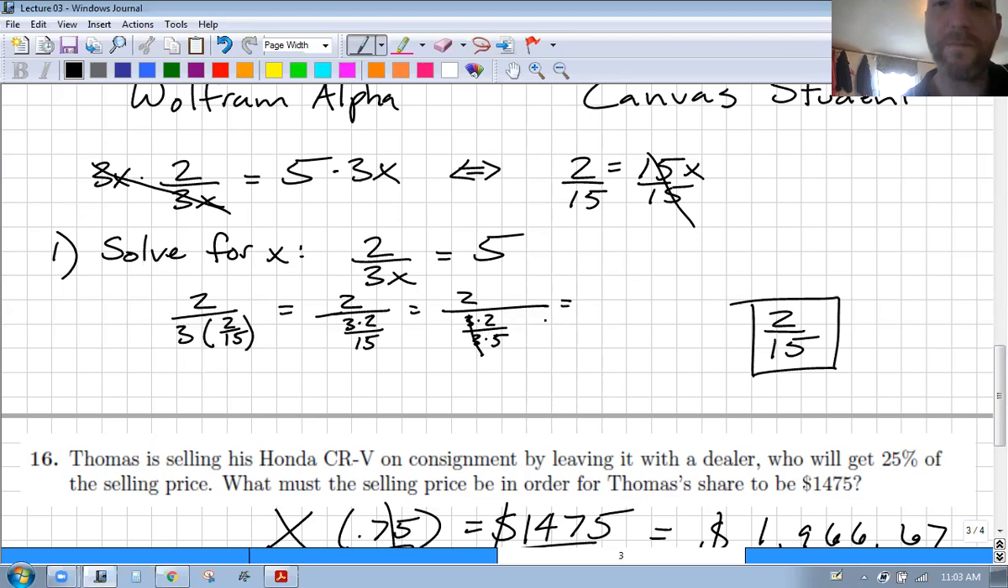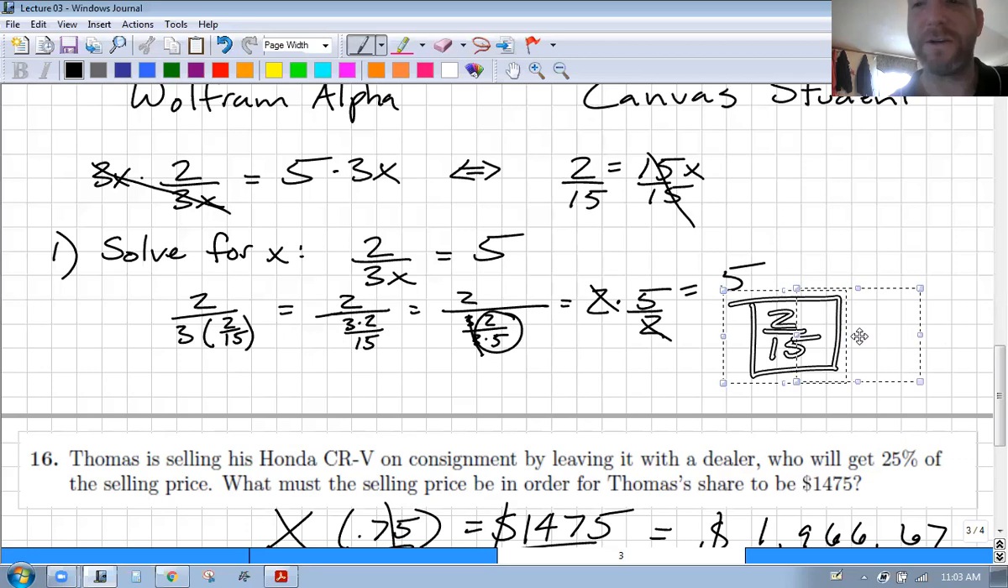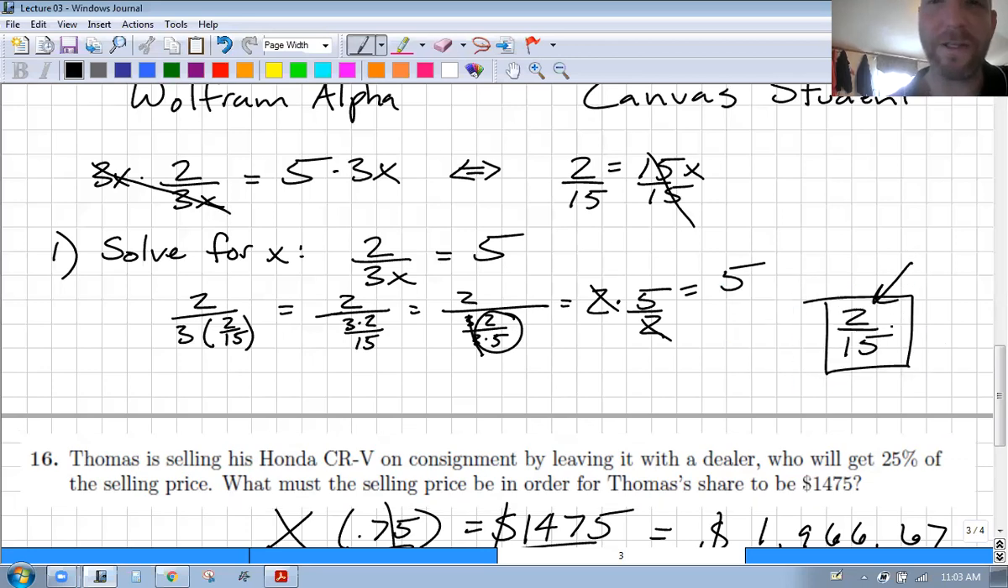3 times 2, 15 is 3 times 5. The 3's go away. So dividing by a fraction is the same as multiplying by its reciprocal. So instead of dividing by 2/5, we'll multiply by 5/2. So that's how you check your work. You take the answer you get and you plug it in for X and make sure that it holds up.